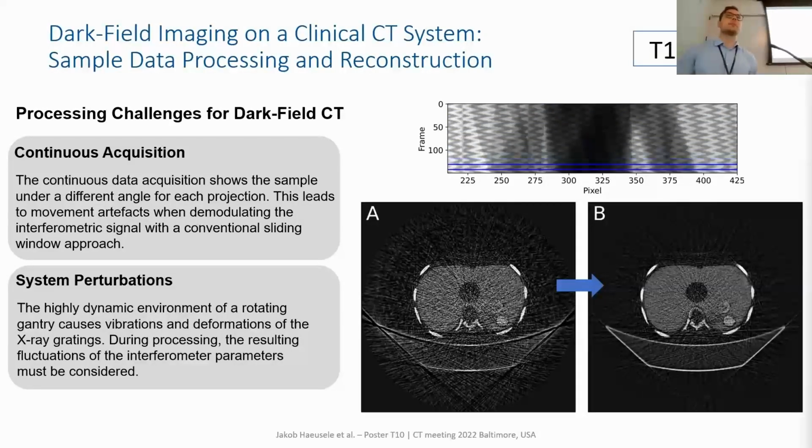Hi, yesterday we presented our first results at our dark field CT prototype system for clinical applications. In this prototype, we face two main challenges when trying to process our data. The first challenge is that we have a continuous acquisition, which makes phase retrieval more complicated than usual. The second challenge is that we have a lot of perturbations and vibrations in our system, which for an interferometric approach, of course, makes things pretty hard.